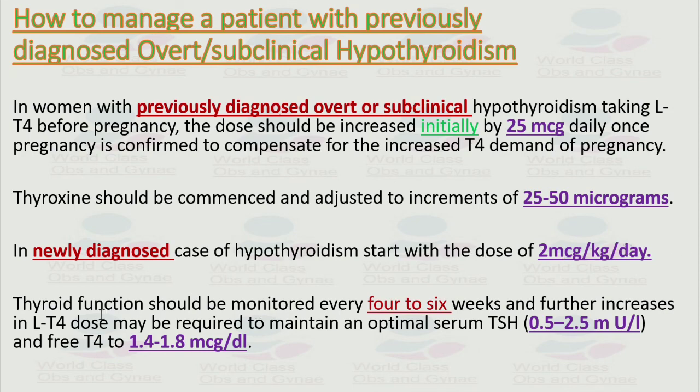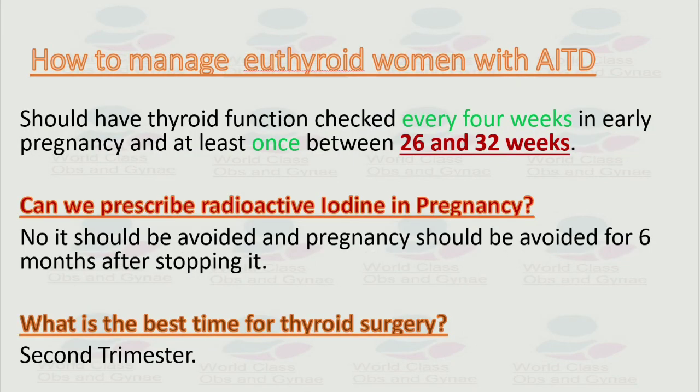Now, thyroid function should be monitored every 4 to 6 weeks, and further increase in levothyroxine dose may be required to maintain the optimal TSH of 0.5 to 2.5 milliunits per liter and free T4 of 1.4 to 1.8 microgram per deciliter. How to manage euthyroid women with autoimmune thyroid disease? These women should have thyroid function checked every 4 weeks in early pregnancy and at least once between 26 and 32 weeks.